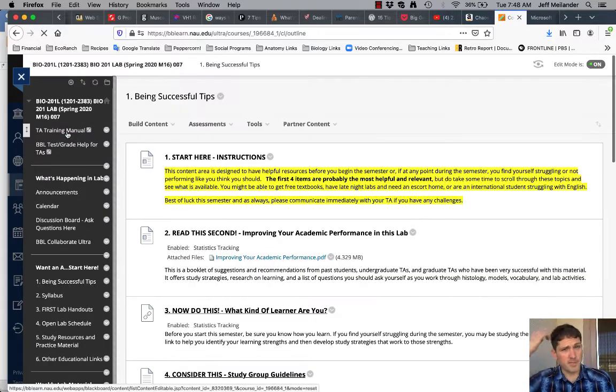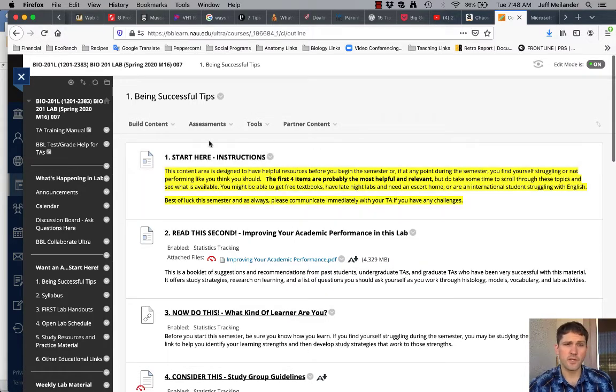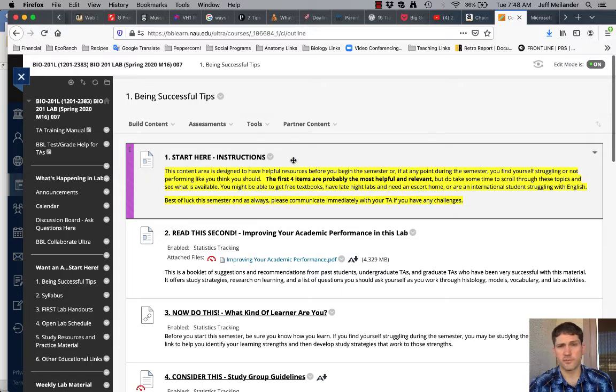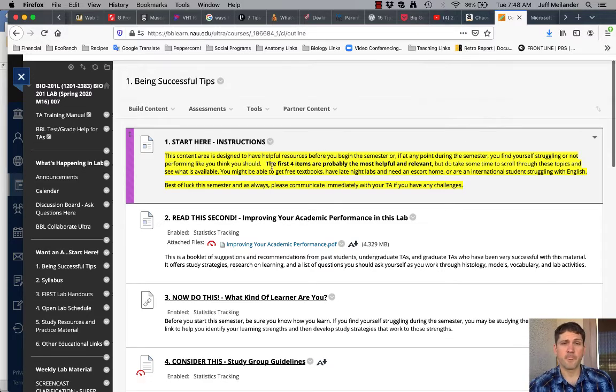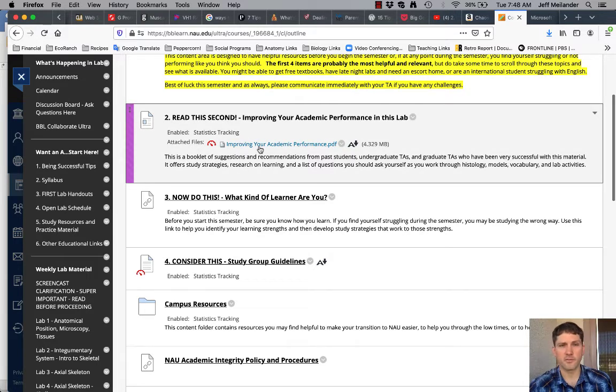So if we start at being successful tips, all of our content areas, when you go into them, they have a set of instructions up here for the students to, again, try to highlight it, point out their importance, and hopefully they will take the time to read it. So the first 4 items are probably the most helpful and relevant. So if you look here, read this second, improving your academic performance in lab.